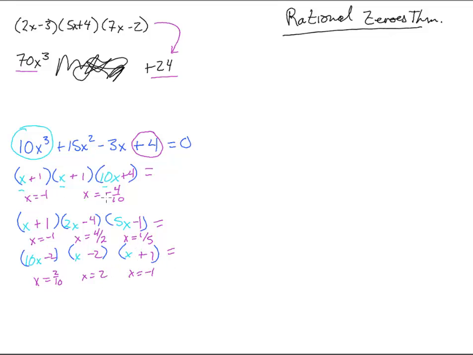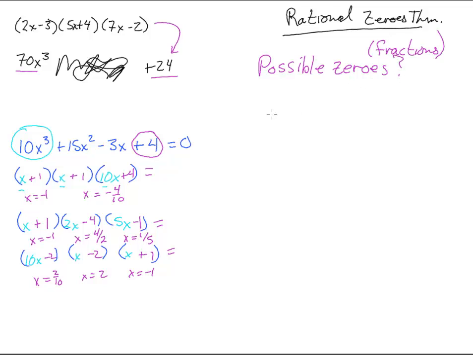So all these are different possibilities just based on the clues given in the first and the last term. Now we see what the zeros are. Notice that this limits the possible zeros. What are the possible zeros? Well, we're going to say, what are the possible ones that are fractions?